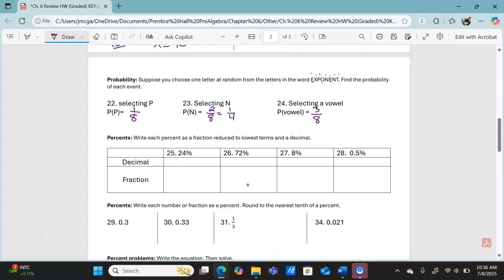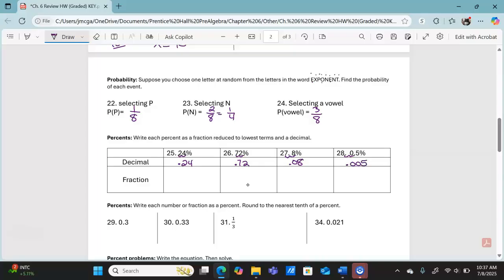In this section, you are asked to change the percent to both a fraction and a decimal, and I had you do the decimal first. So to do the decimal, you drop the percent and move the decimal 2 to the left. So on this one, I'm going to need that. And so that's what those would look like.